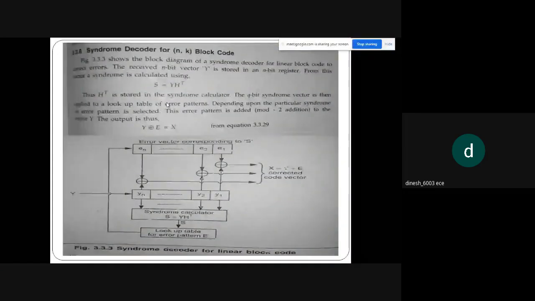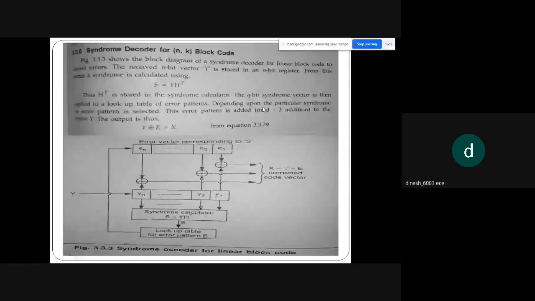Okay. So the next topic is designing a syndrome decoder for linear block codes having n comma k. This diagram will show you how the syndrome decoder is arranged. We know that S is equal to Y H transpose, so we require a block for that. H transpose is always stored in the syndrome calculator, and the circuit for this decoder can be drawn as such.